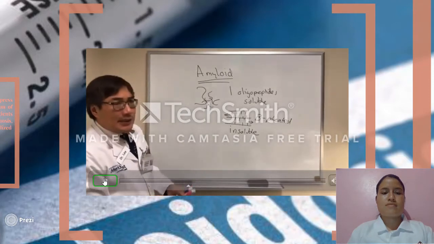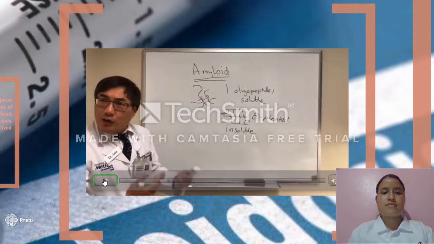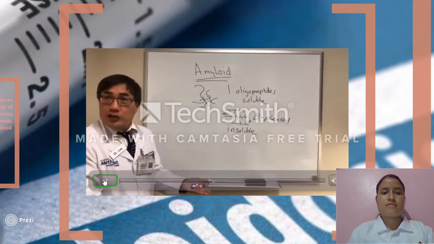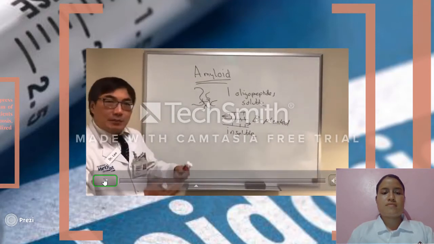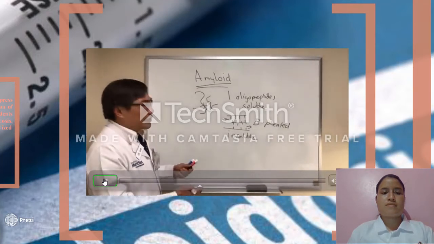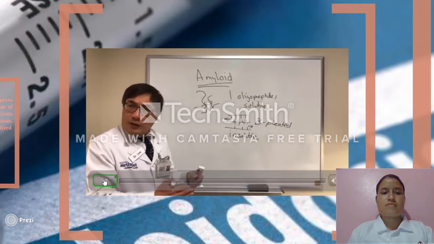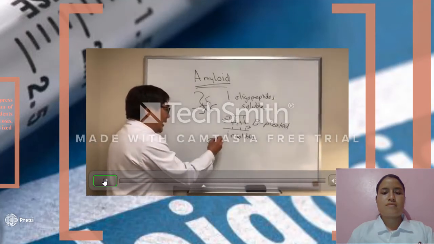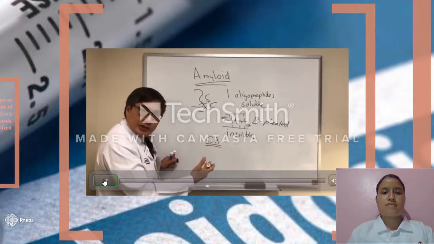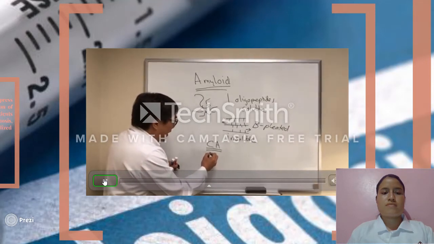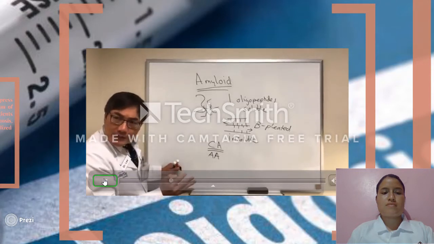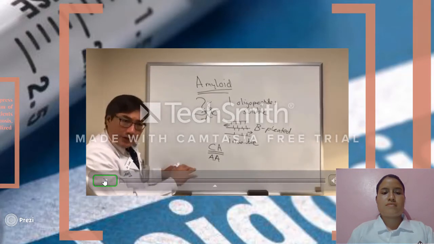So if it deposits in your cornea, you might get a corneal opacity. If it deposits in your brain, you might get a neurodegenerative disease. If it deposits in a blood vessel, it can become friable and bleed. And those different types of amyloid can affect us in neuro-ophthalmology. So we have cerebral amyloid, and that can deposit in your brain and cause neurodegenerative disease. We've got amyloid angiopathy, which causes the blood vessel to be friable and causes intracranial hemorrhages.